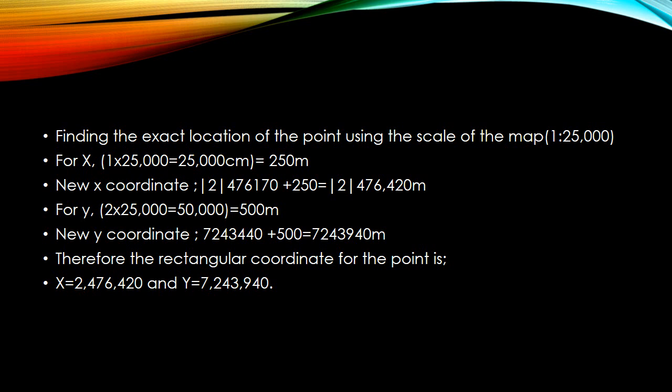And on the y-axis too, we're going to multiply the 2 centimeters, which is the distance from the point to the y line, by 25,000 centimeters. When you get your answer, which is 50,000 centimeters, you convert it into meters, which is 500 meters. So our new coordinate is going to be 7,230,940 meters. Therefore, our rectangular coordinate for the point is found.